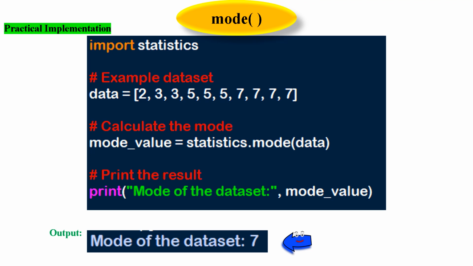Next, you use the statistics.mode function to calculate the mode of the data list. This function returns the value that appears most frequently in the dataset. If there are multiple modes, that is, multiple values with the same highest frequency, it returns the smallest one. If there's no repeated value, it raises a statistics error. Finally, you print the calculated mode value using the print function. The message mode of the dataset is concatenated with the value of mode_value and printed to the console. When you run this code, it will output mode of the dataset 7.